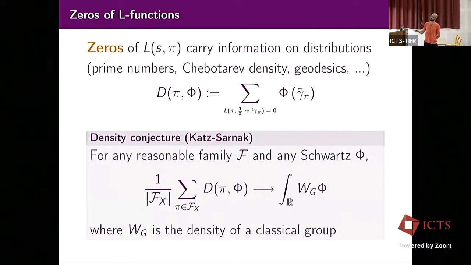So these W_G are well known, and the conjecture says that, in fact, the zeros behave exactly as one of these 5 classes and nothing more, despite the wide generality of the conjecture, like any family of any kind of automorphic or number theoretic objects.